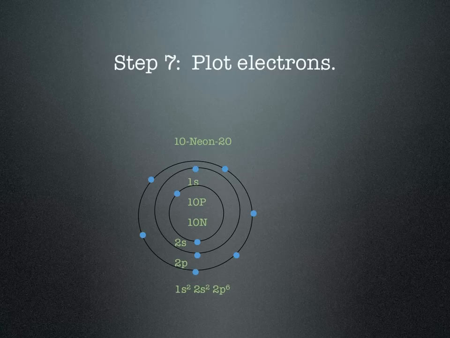Plot your electrons. Simply reading the electron configuration, you can determine how many electrons should fall on each of these individual energy levels. 1s should contain 2 electrons, 2s should contain 2 electrons, and 2p will have 6 electrons. Notice that the electrons are spaced evenly apart. This is because electrons are negatively charged and would likely repel each other, so you don't want to place all of your electrons right next to each other on the same level.